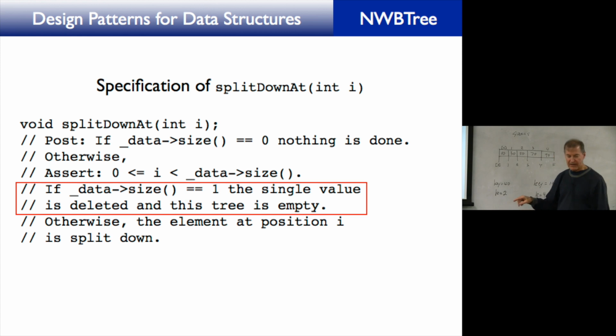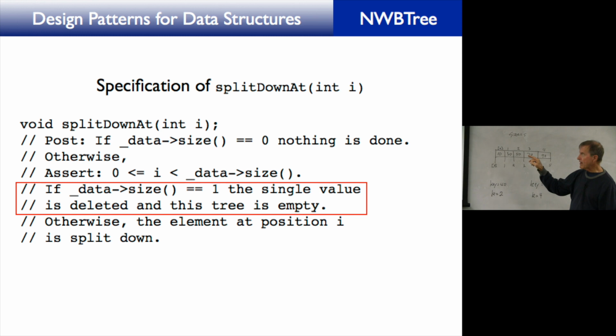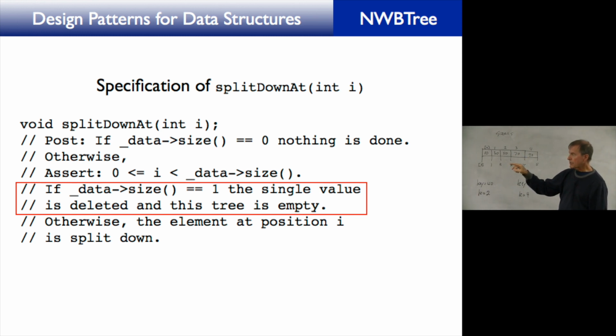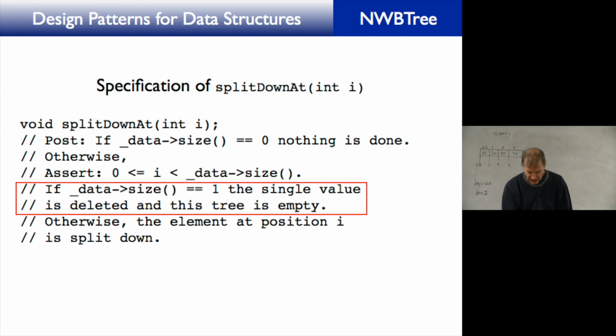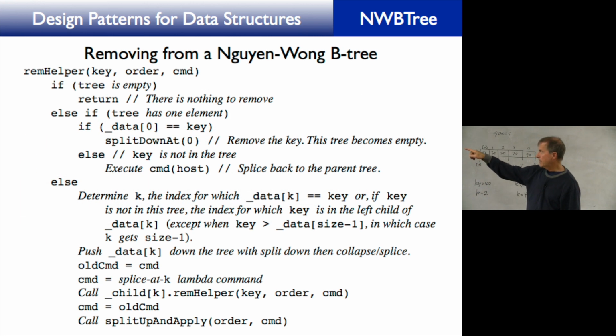Oh, and here, by the way, is what I mentioned a few minutes ago. The specification of split down at int i. If underscore data arrow size equals 1, the single value is deleted and this tree is empty. So there it is. I reproduced it for you here. That's the specification of split down at. Okay? That's why, where this comment says split down at 0, that's the justification for the comment. Remove the key, this tree becomes empty. Are you with me on that?